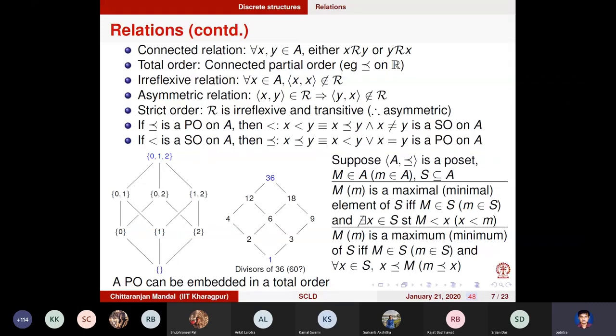So if a poset has a single maximal element or a single minimal element, they are called the greatest and least. It is possible that it can have a greatest element but not the least element. That's also possible. It is possible that it does not have either a greatest element or a least element. But it will always have a maximal element. It may not have a maximum element.